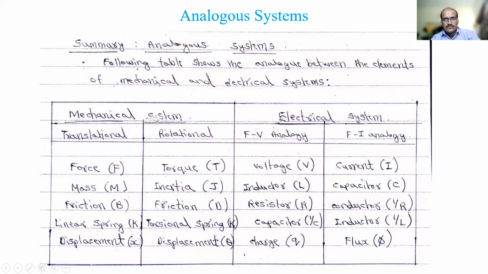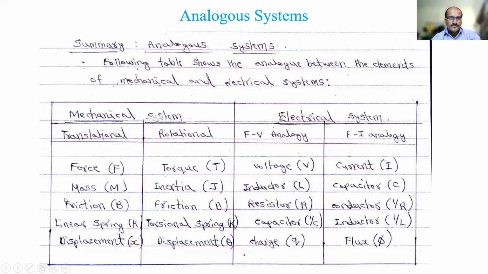Okay, so 1 by C capacitance is also called susceptance. Inductance also has another term, right? But we won't use that, so we just call it capacitor with reciprocal, inductor with 1 by L. Okay, and then finally the output. So these are the three basic elements.